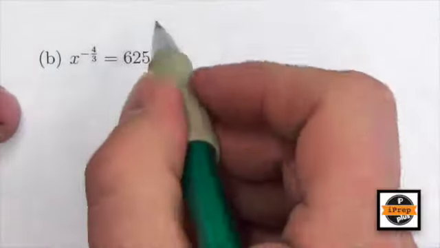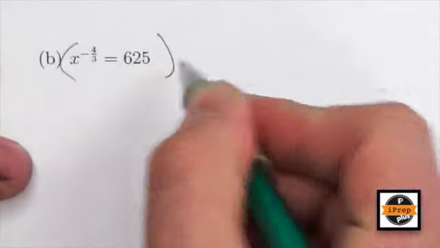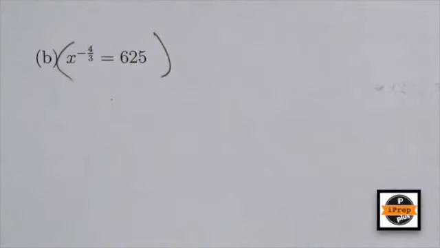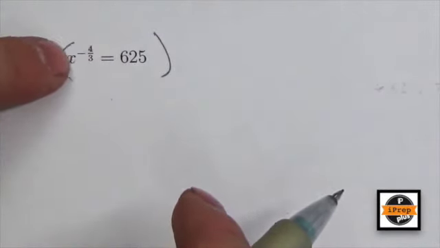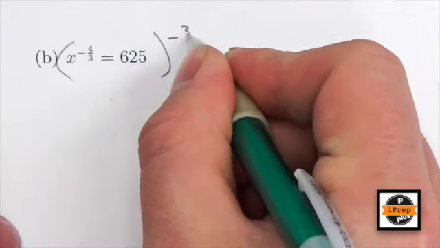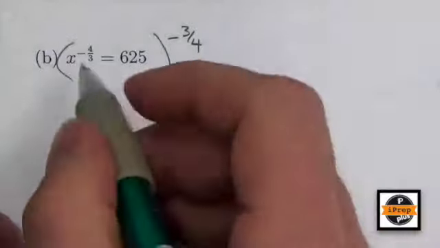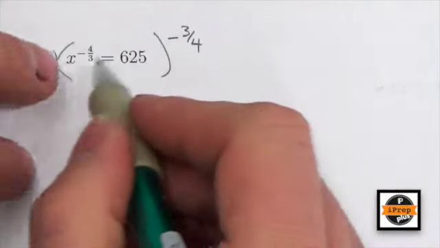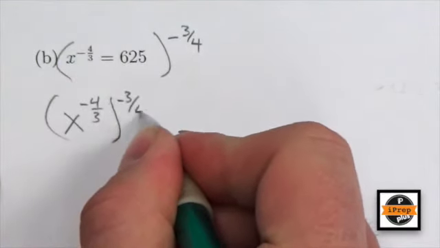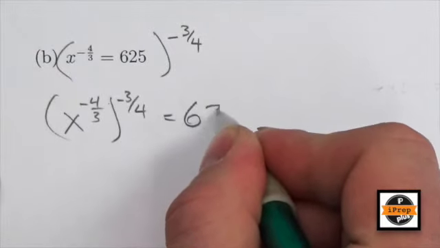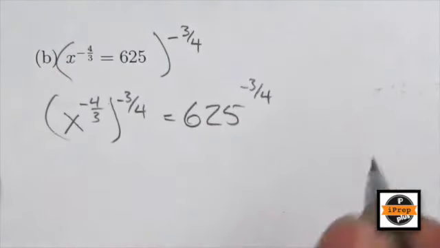And what we saw with that last question is that what we're going to do here is take both sides to the reciprocal exponent. Now, the reason why this question is here is to highlight where a mistake could pop up. When we say reciprocal exponent, I simply mean that we're taking the numerator and the denominator and flipping them. The sign does not change here. So I'm going to take this to the -3/4. Okay, so then this is now a power of these powers here, so this will be x to the -4/3 to the -3/4. This will be equal to 625 to the -3/4.